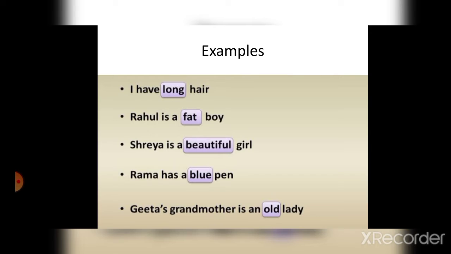For example, I have long hair. Rahul is a fat boy. Shreya is a beautiful girl. Rama has a blue pen. Geeta's grandmother is an old lady. In all these sentences, the highlighted words like long, fat, beautiful, blue, old are adjectives of quality.